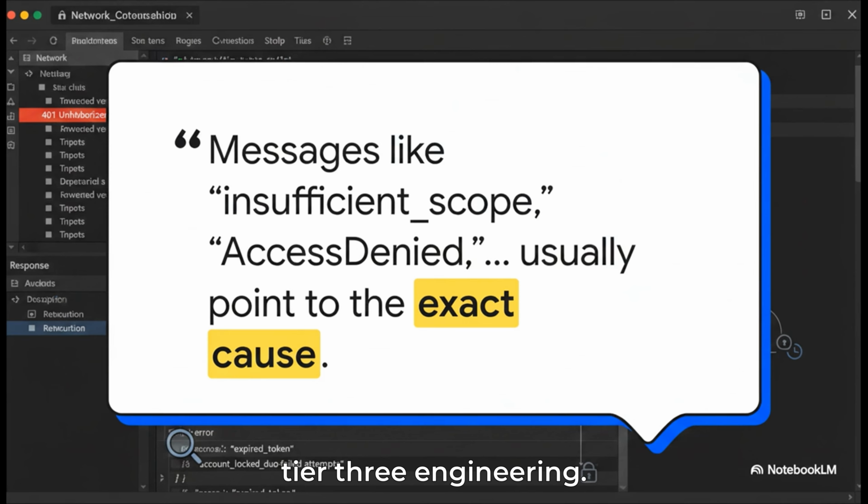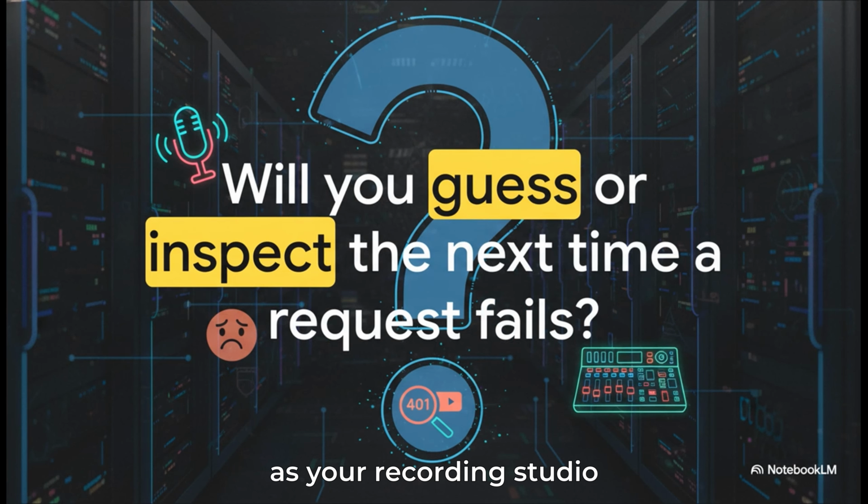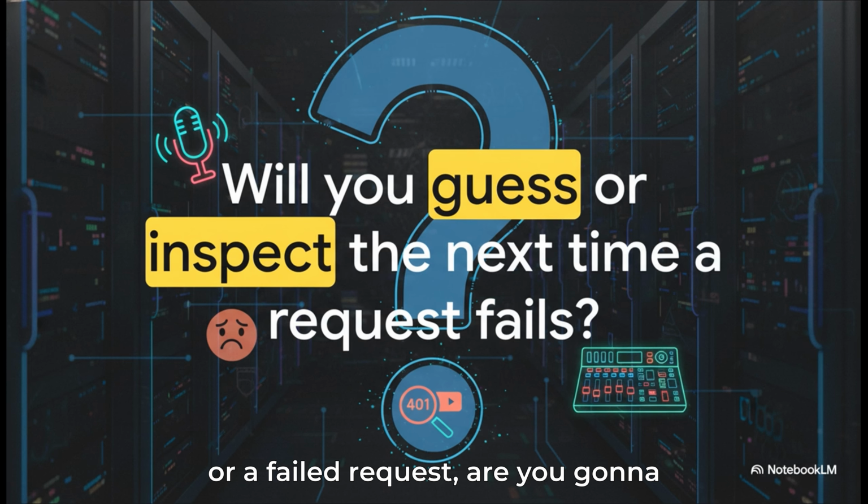By treating DevTools as your recording studio and the Network tab as your high-fidelity microphone, you are now fully equipped to methodically solve any HTTP mystery that comes your way. You understand the vital status codes, you know how to isolate the noise, you can read the timing waterfall like a pro, and you can easily separate a standard authentication failure from a browser-enforced CORS block. So I'll leave you with this final thought. The next time a user reports a broken page or a failed request, are you going to waste time guessing, or will you open the Network tab and simply inspect the truth?